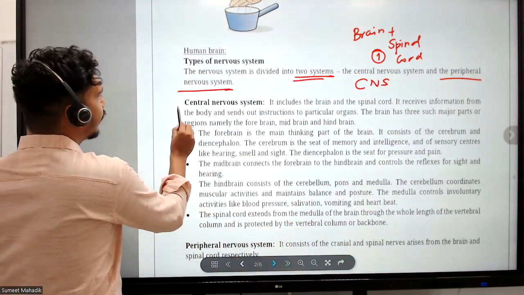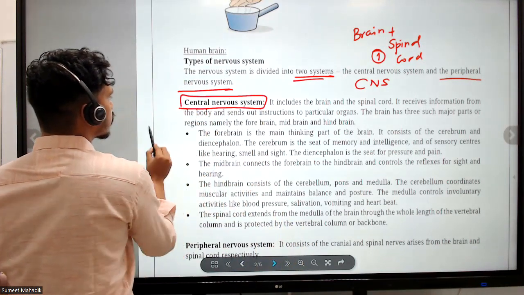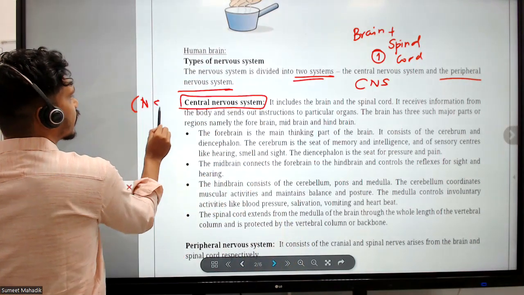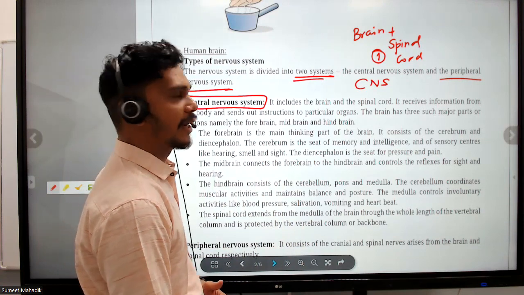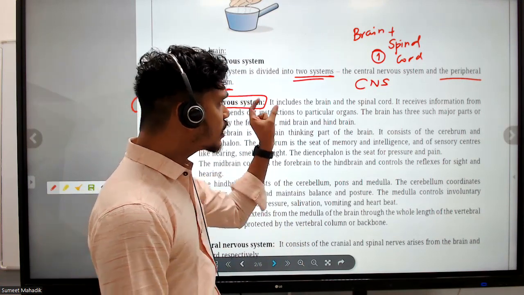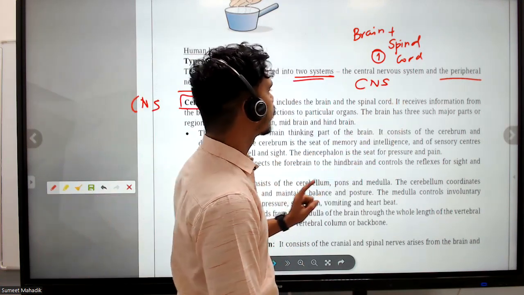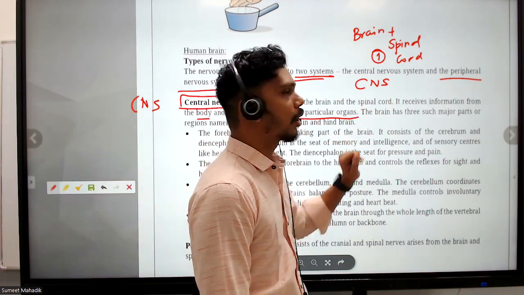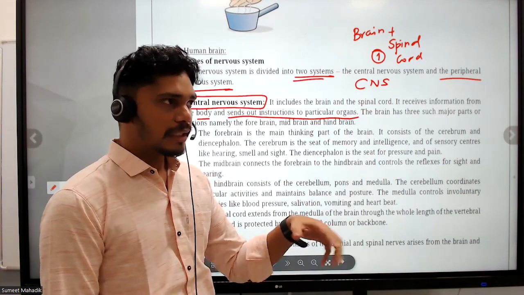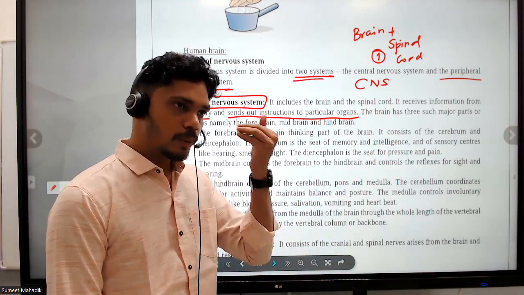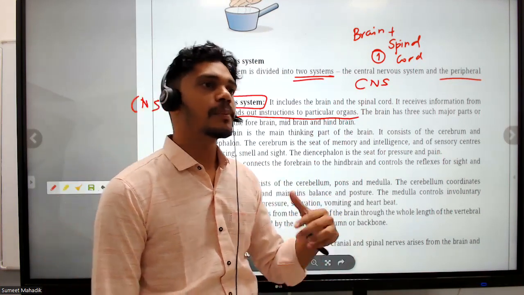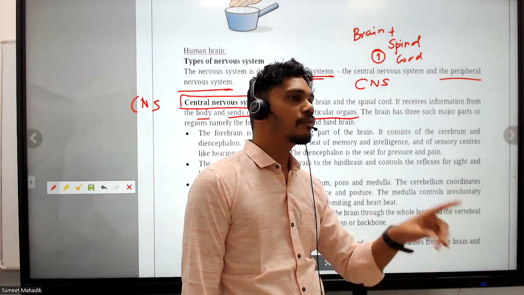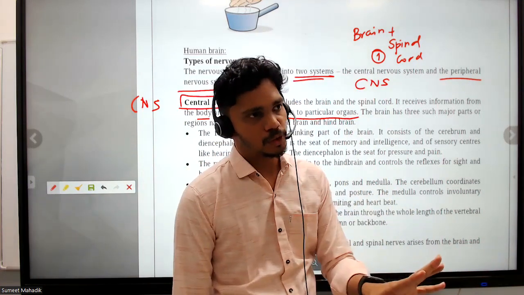Okay? So the central nervous system. What is the central nervous system? CNS. What is the inclusion? Brain and spinal cord. Very good. It includes the brain and spinal cord. It receives information from the body and sends out instructions to the particular organ. In the stomach, if you eat food, definitely digestion will happen in the stomach. So information has to go from the brain to the stomach. Now enzyme secretion should be done.